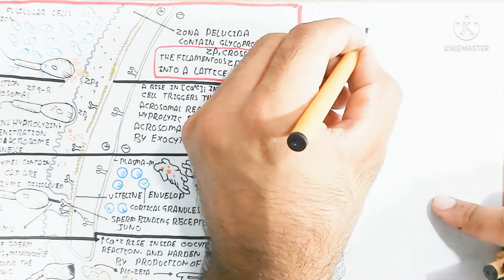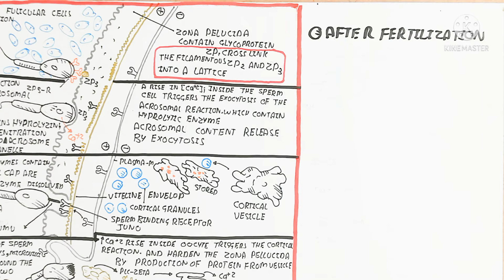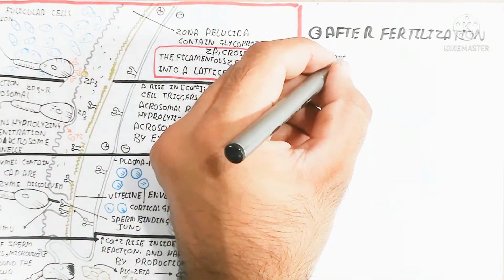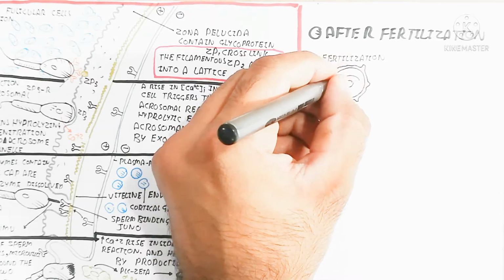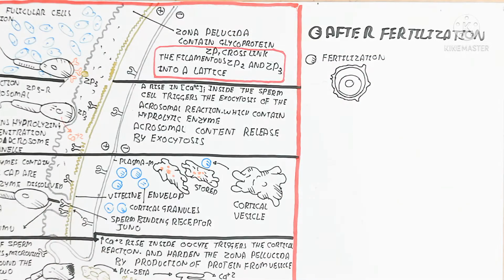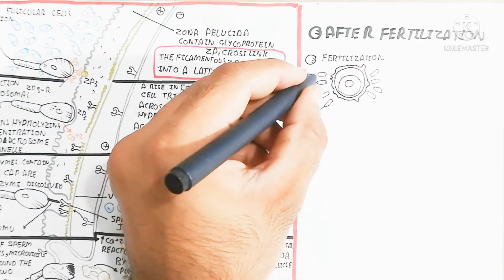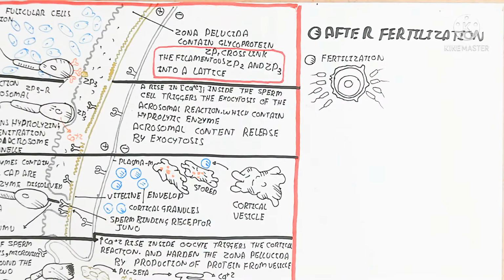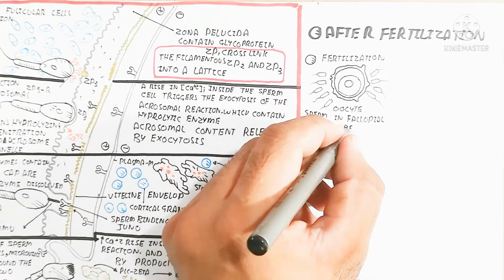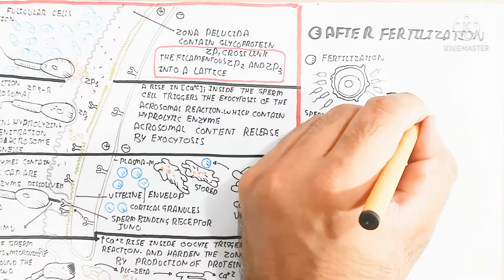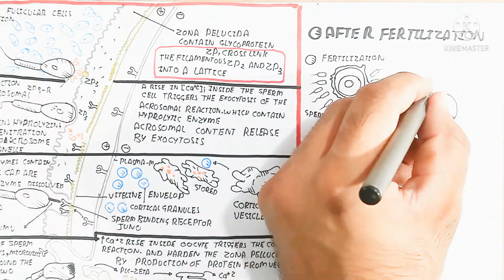So after fertilization, what will happen? After fertilization, first of all, I am again discussing fertilization, when a sperm enters. One sperm will enter and fertilize to become a zygote. The zygote is diploid, because half of the chromosomes come from the female and half from the male. The oocyte is the female gamete and the sperm is the male gamete, each containing half the number of chromosomes.